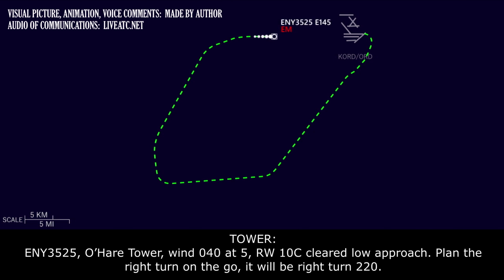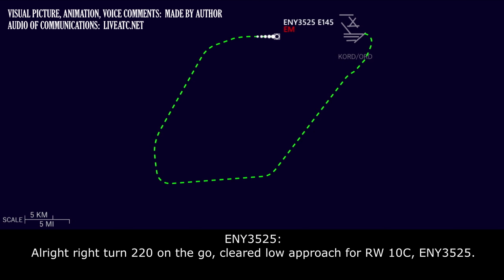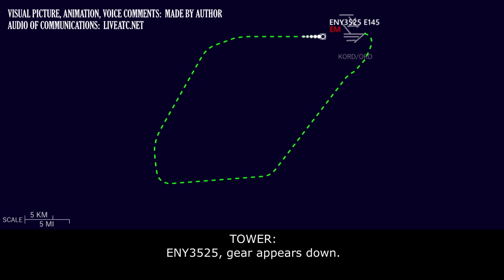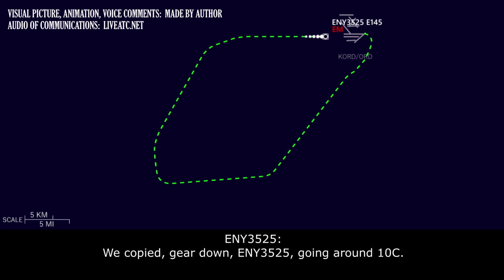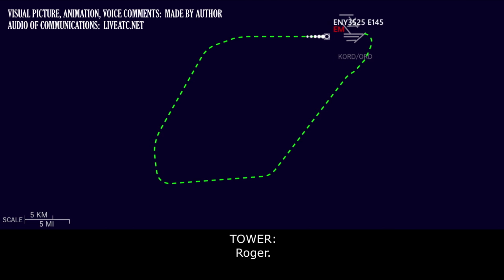It'll be a right turn on the go. It'll be a right turn to 220. Alright, right turn 220 on the go, cleared low approach for runway 10 center, Envoy 3525. Envoy 3525, gear appears down. And we copy the gear down, Envoy 3525, going around 10 center. Okay.